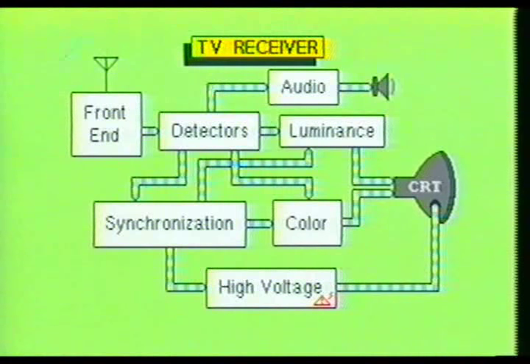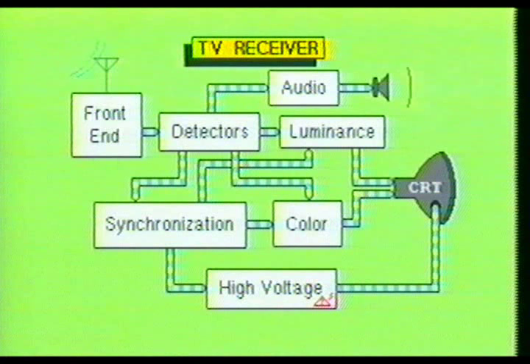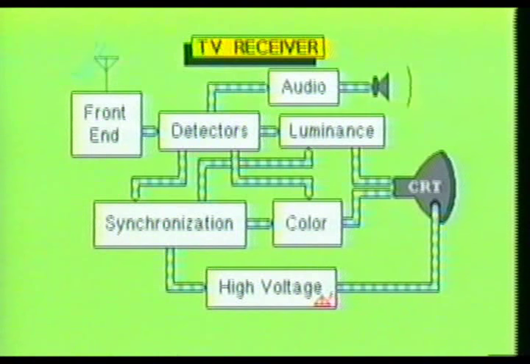Here you see a very basic structure of a color television receiver. Notice that it contains a front end, detector circuits, audio circuits, luminance circuits, color circuits, high voltage, and synchronization circuits, and of course the cathode ray tube, or picture tube as it is more commonly called.